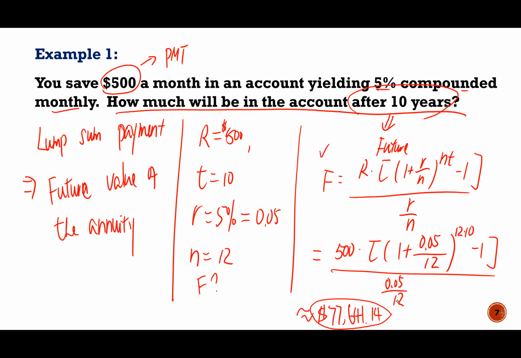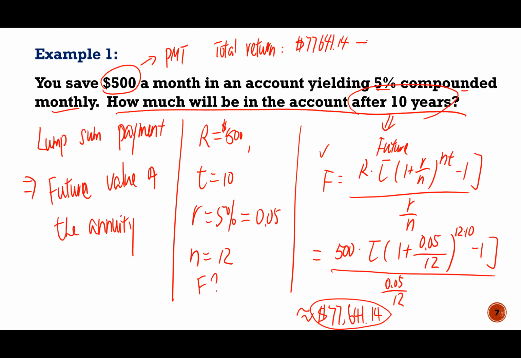Now this is what you get in the near future, right? But let's think about how much return you generate from this retirement account. So let's look at the total return on investment. That's actually useful information. You're getting a total of $77,641.14 in 10 years.